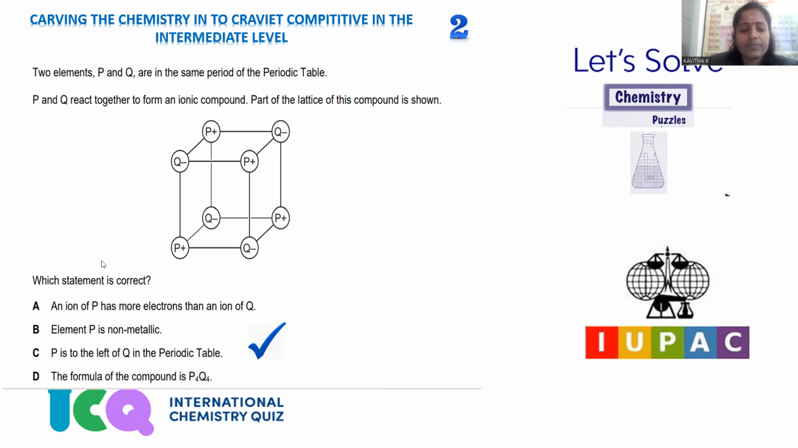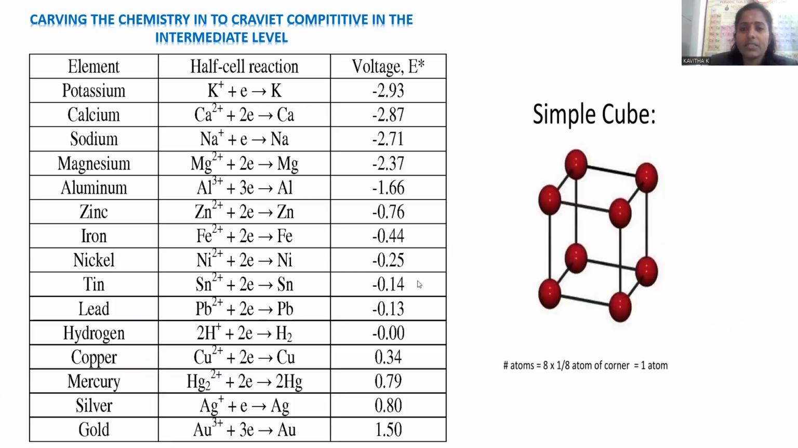Only the correct statement will be P is to the left of Q in the periodic table. This is for question number 2. Option number C will be the right answer.